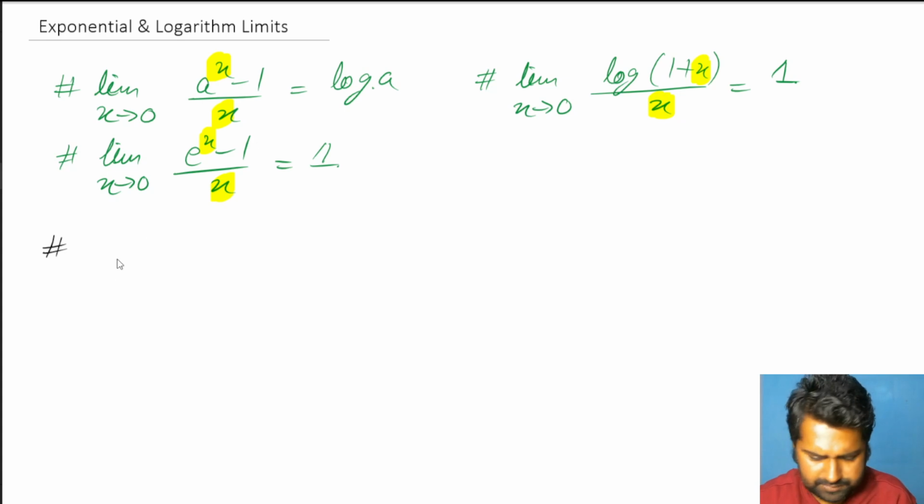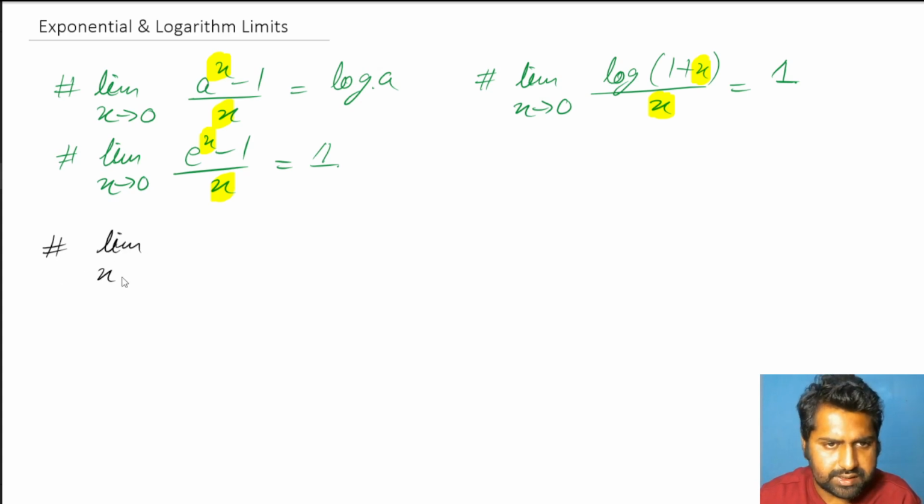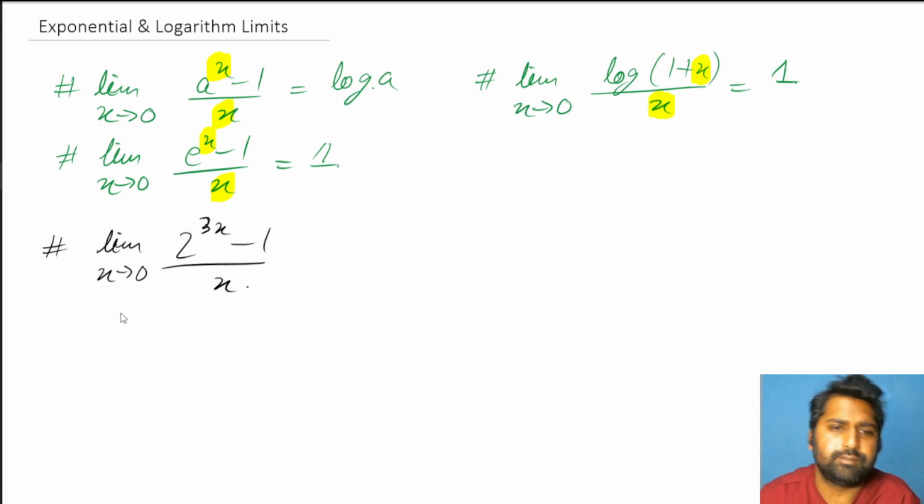Let's see the questions. Let's start with an easy one. Limit x tends to 0 of 2 raised to power 3x minus 1 upon x. Now, if you look at this, it is clearly matching with the first one.